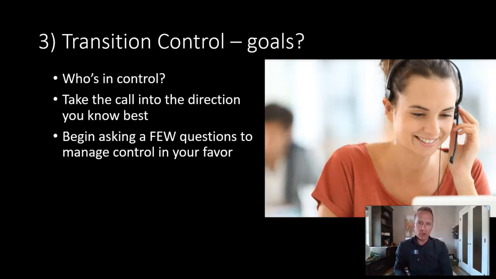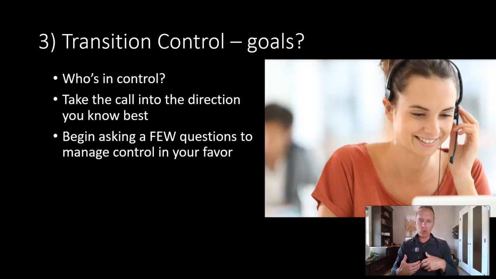Who's in control of the flow of the call? How is that determined? The answer to that question is it's the person who's asking the questions, right? So whoever's asking questions is ultimately guiding the call along the way. How do you get from A to Z? It's by asking the questions that are going to take you there.